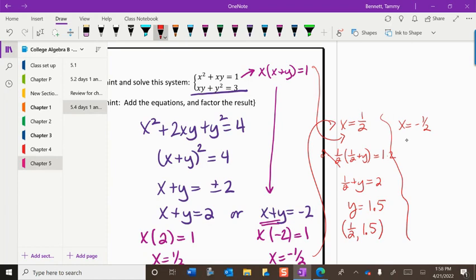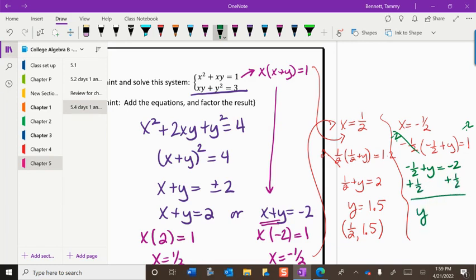X is negative 1/2, same thing. So I have negative 1/2 times negative 1/2 plus y equals 1. So this time I'm going to multiply both sides by negative 2. So this side I have negative 1/2 plus y equals negative 2. So add a half to both sides. So y is also negative 1.5. Final answer then, when x is negative 1/2, y is negative 1.5.